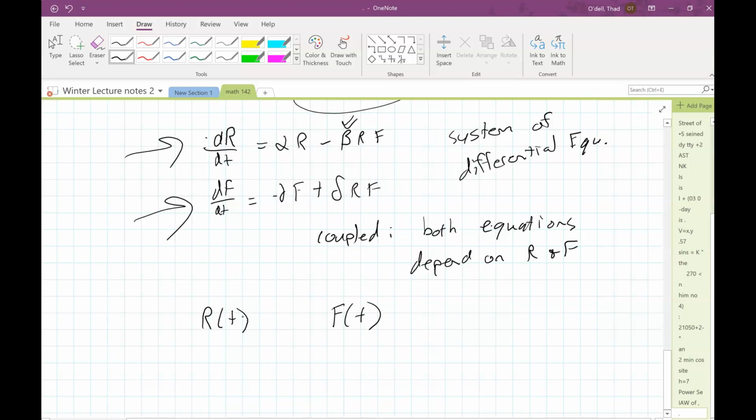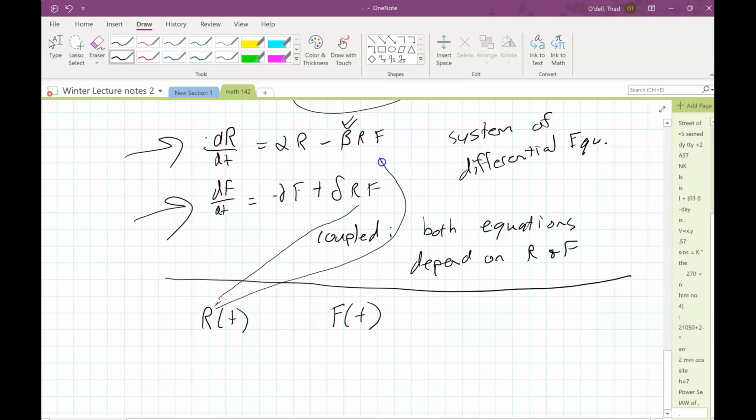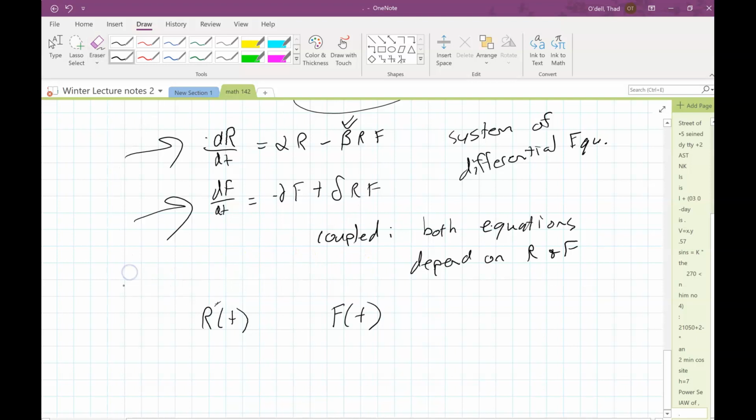So same thing here. If I'm coming up with a solution to a system of equations, I have to come up with two functions that I could plug in. So I'd plug in r there, and there, and I'd have to plug f in all the places where you see f, and it would make both equations true.